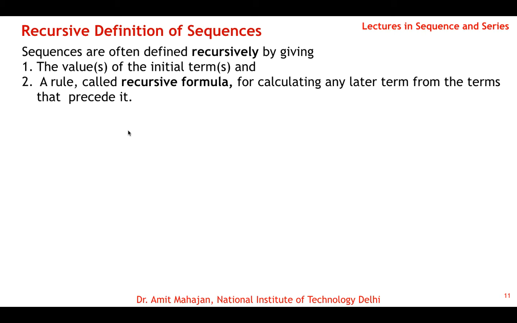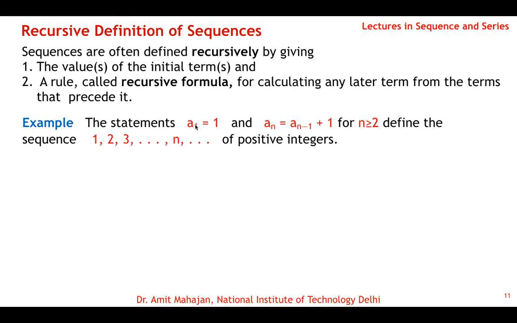For example, the statement a1, the first element, is 1, and the nth element is the (n minus 1)th element plus 1 for n greater than or equal to 2, is a recursive formula, because it is based on one given initial element, and all further elements depend on the previous known elements.